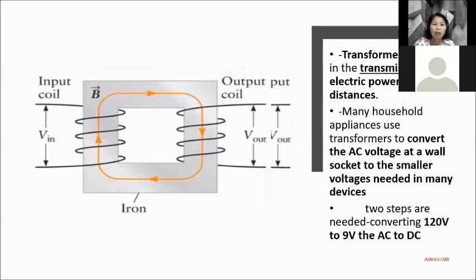So we have this input coil and output coil. Transformers are used in the transmission of electric power over long distances. Many household appliances use transformers to convert the AC voltage at the wall socket to the smaller voltages needed in many devices. There are two steps in doing this conversion. First, we need to convert 120 volts to 9 volts. I-reduce yung voltage, and then that's from AC to DC.